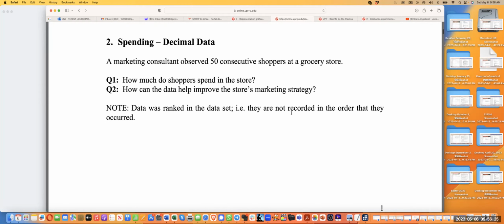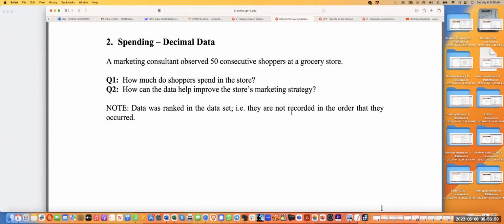So this one is called the spending data. I'm going to show you some data: how much 50 consecutive shoppers spent at a grocery store. And we're going to ask the question, how much do shoppers spend in the store? You're going to use the same systematic approach I used in the first question, but we're going to answer different questions. How much do shoppers spend in the store? And how can the data be used to improve the store's marketing strategy?